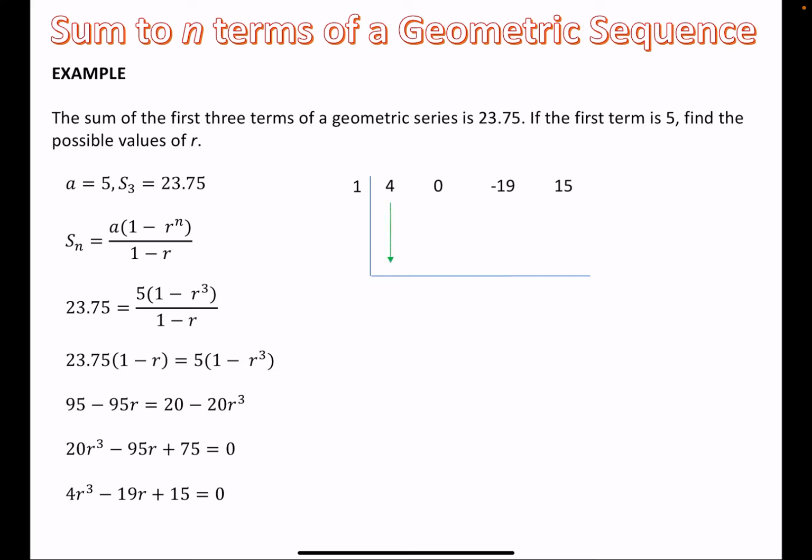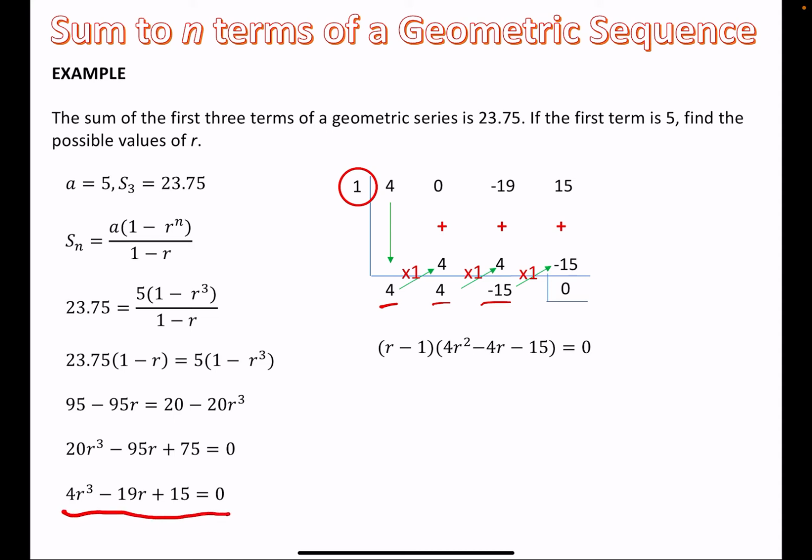So synthetic division means we take the 4, we times it by the 1, and then we add on 0, and then we times it by 1, and then we add on minus 19, and then we times by 1. Right, keep going until we get 0. That's what we wanted, but I would have checked this already in advance so that I don't have to keep doing this process. The main reason I want this process is to get my quotient numbers, my 4, 4, and minus 15. So I know when I divide this function by r minus 1, I'm left with 4r squared minus 4r minus 15.